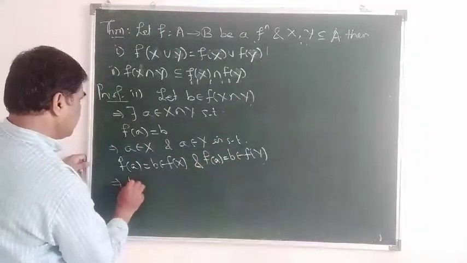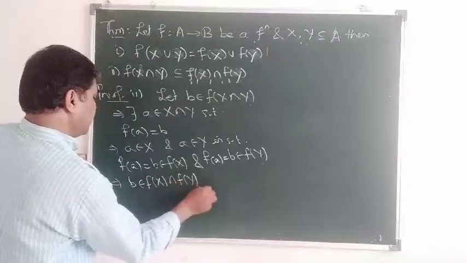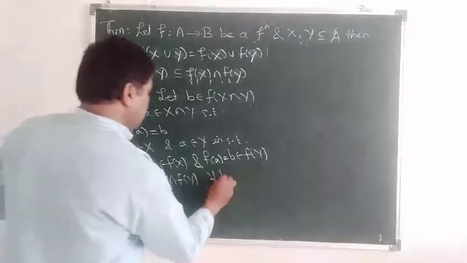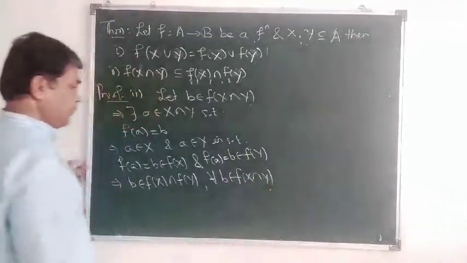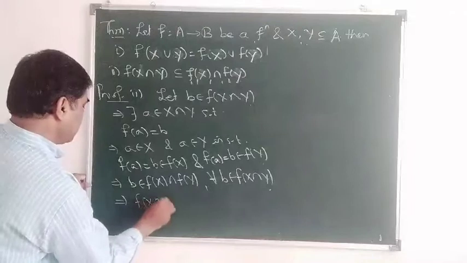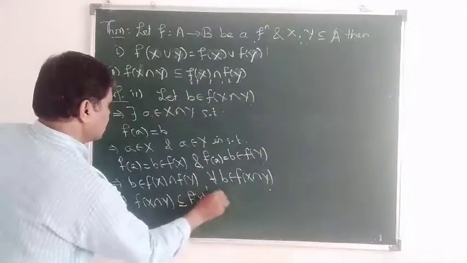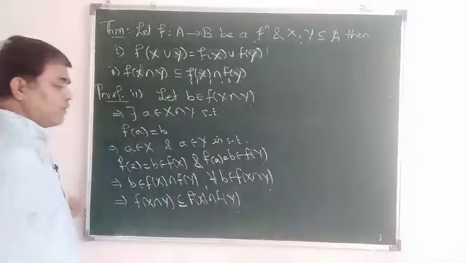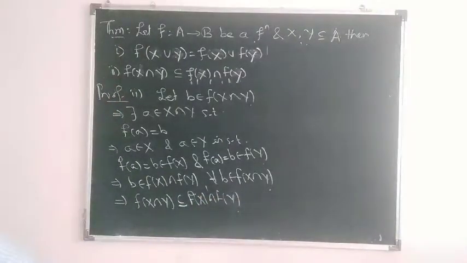This implies b belongs to f of x intersection f of y, for any b belonging to f of x intersection y. This implies f of x intersection y is a subset of f of x intersection f of y. Now, equality may not hold.